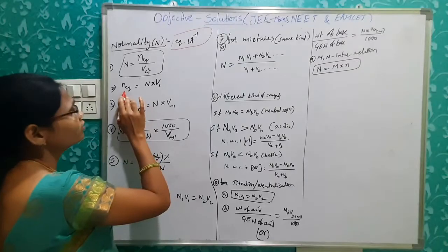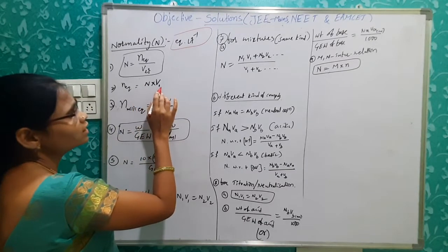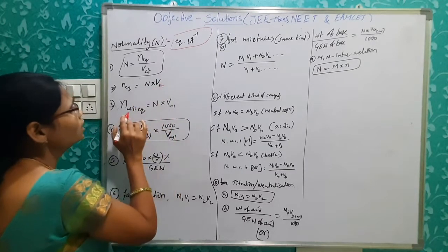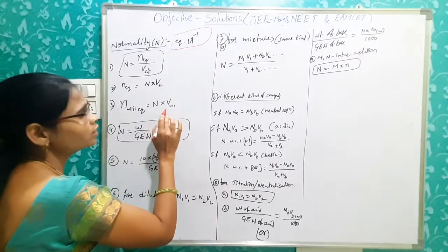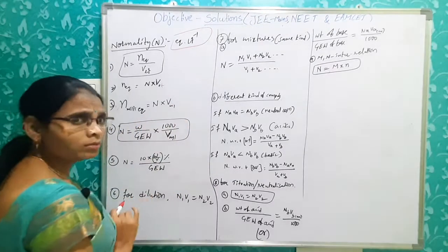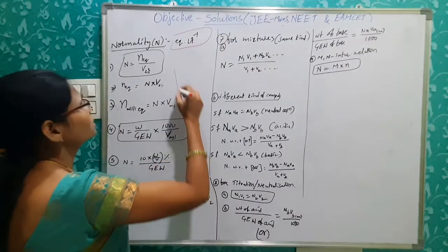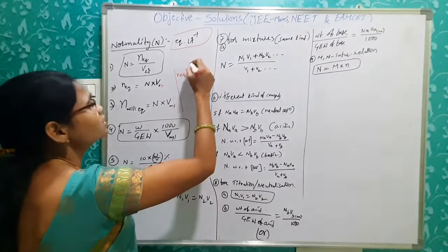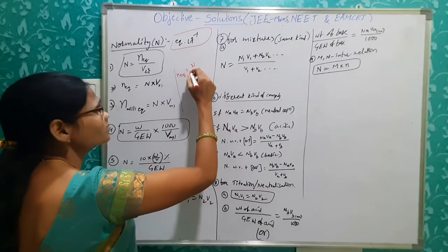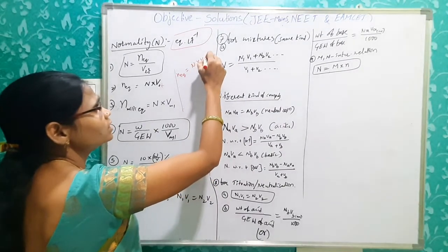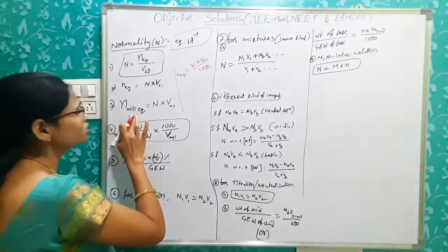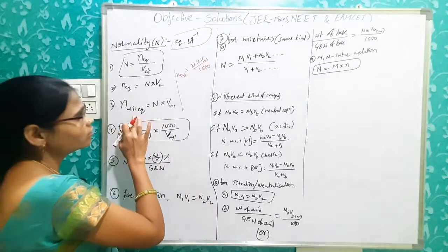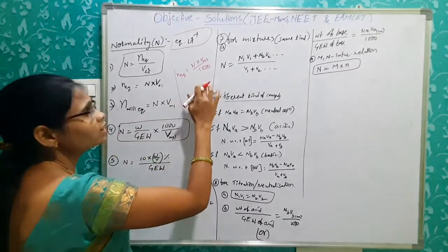Clear? Number of equivalents is equal to N into V in liters. Number of milliequivalents is equal to normality into volume of solution in milliliters. Suppose the volume is in ml, then we take it by 1000. Here also the same: to find milliequivalents with volume in liters, we have to take 1000.